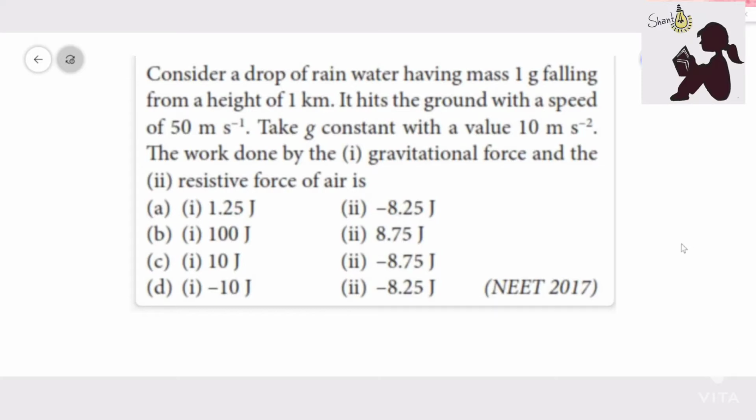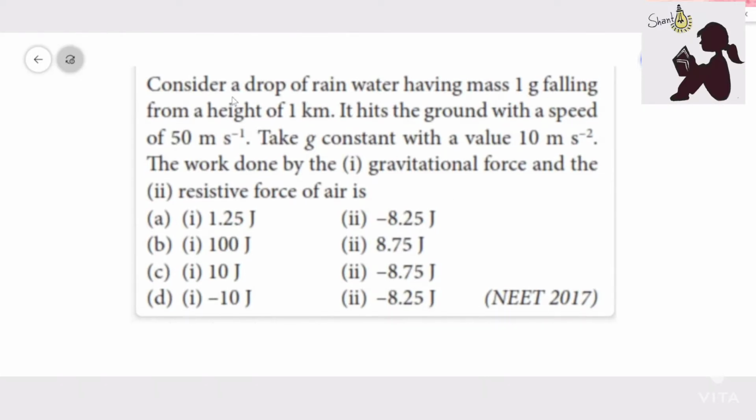So let's get started. The question reads: consider a drop of rainwater having mass 1 gram falling from a height of 1 kilometer. It hits the ground with a speed of 50 meter per second. Take g, that is acceleration due to gravity, constant with a value of 10 meter per second square. The work done by first the gravitational force and second the resistive force of air. So we need to find out two things over here: first the gravitational force and second the resistive force of air.